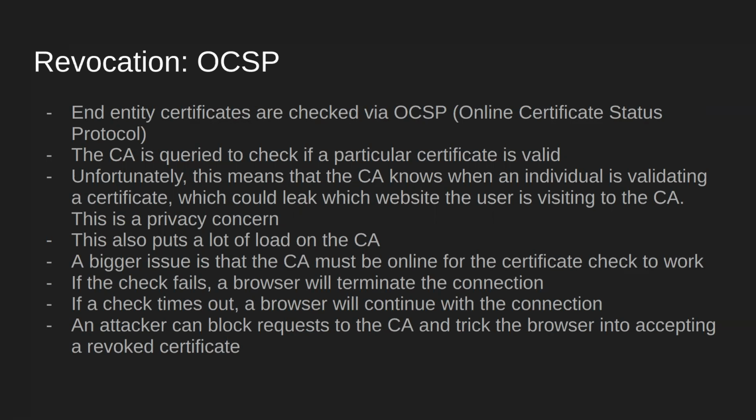So what do you do then? Well, if the check fails, the browser will say, oh, there's been a problem, it's been revoked. If the check times out, then the browser is going to typically just continue with the connection, because if the CA is down, then if you stop people from accessing the website, that presents a usability issue. But the problem with that is an attacker can just block requests to the certificate authority and make it seem like it's down, which will cause the browser to accept what in this case could be a revoked certificate. So certificate revocation is really broken.